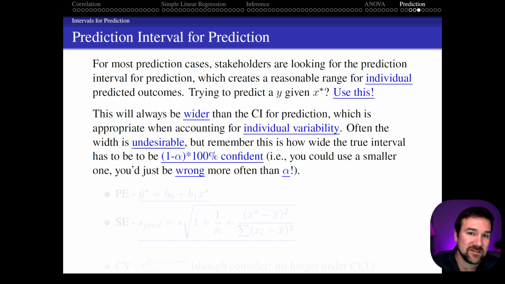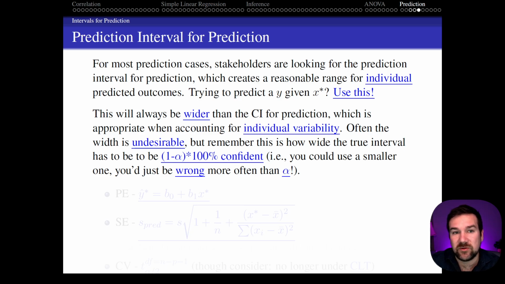Often this width is undesirable in the sense that clients, bosses, etc. don't like it. But remember, this is how wide it needs to be to accurately be that confident. So if we're trying to be 95% confident, this is the correct width of the interval. It's a lot wider than you want it to be, but this is the correct width when predicting individual values for that particular problem. Again, this is typically done in comparison to the confidence interval.